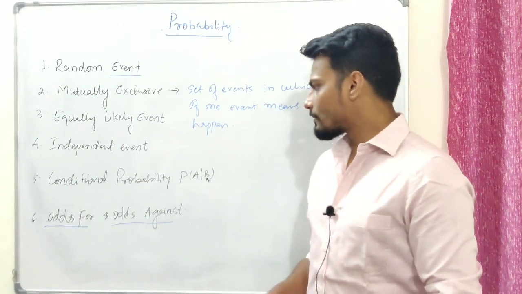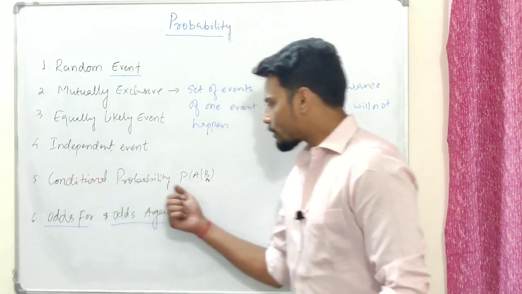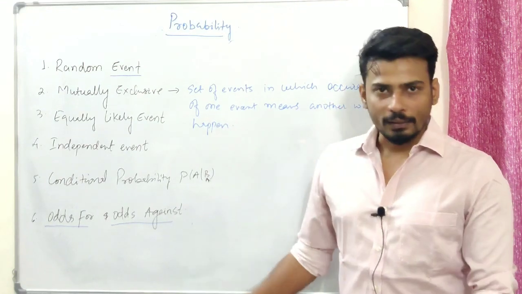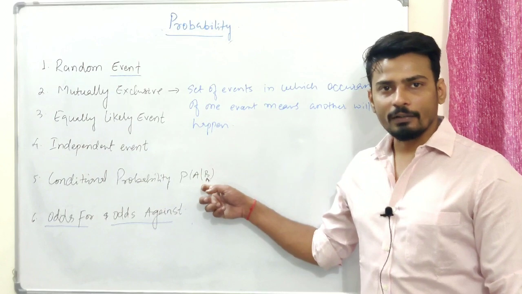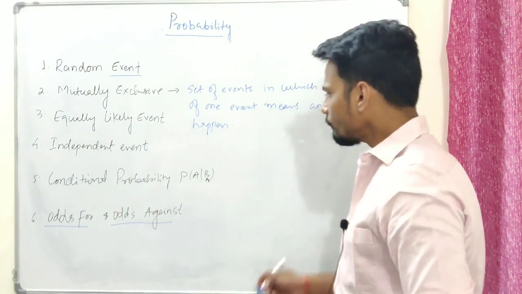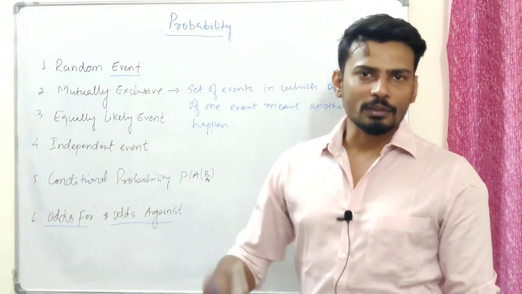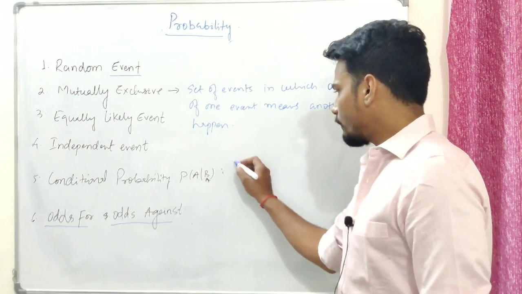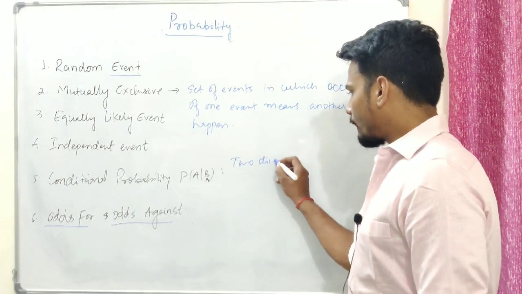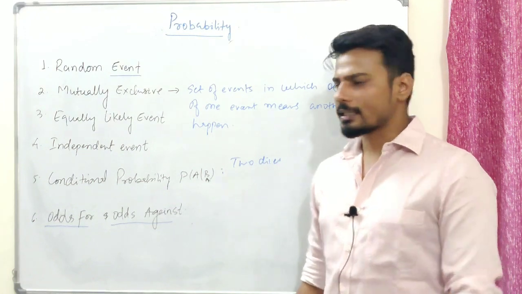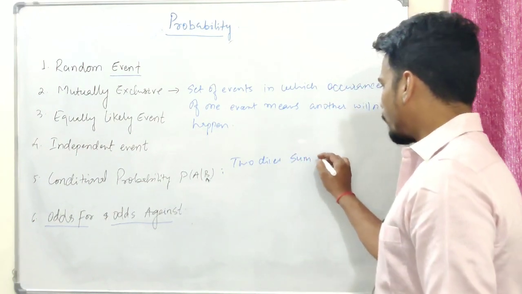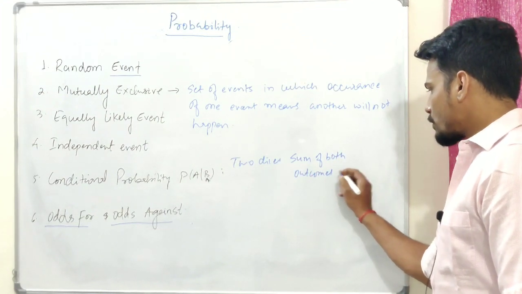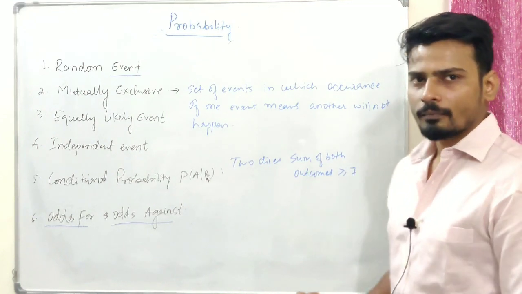Let's say, for example, I'll just repeat one more time. The probability in which the occurrence of A is controlled or influenced by the previously occurred event, which is B. For example, I'm throwing a dice two times, or maybe I'm throwing two dice simultaneously. Both mean the same. I threw two dice, and I want the sum of both outcomes to be equal to or more than 7. This is what I want.